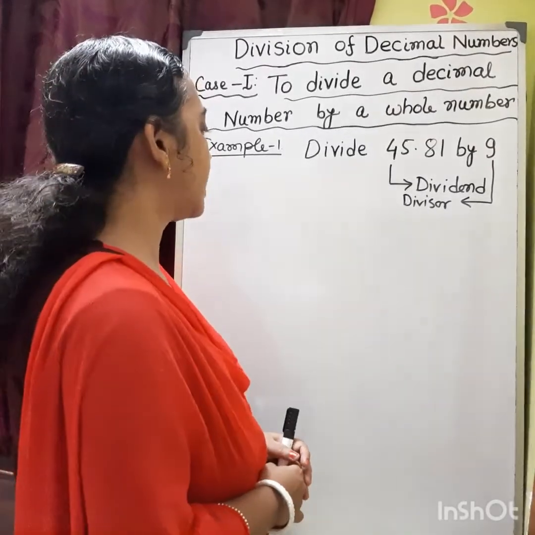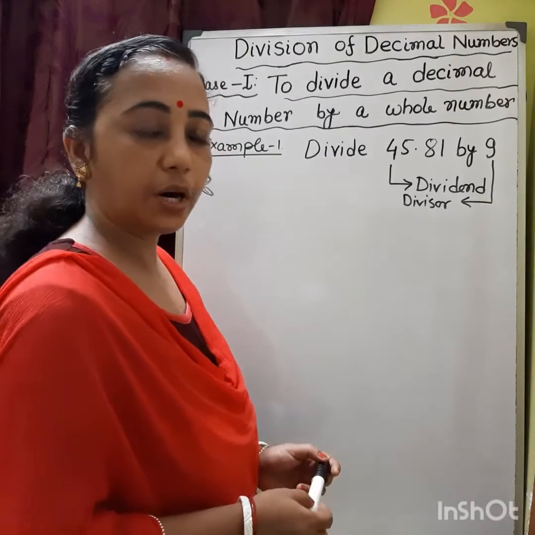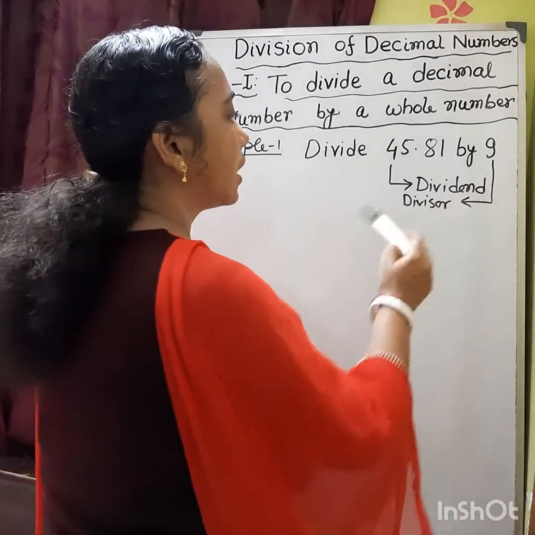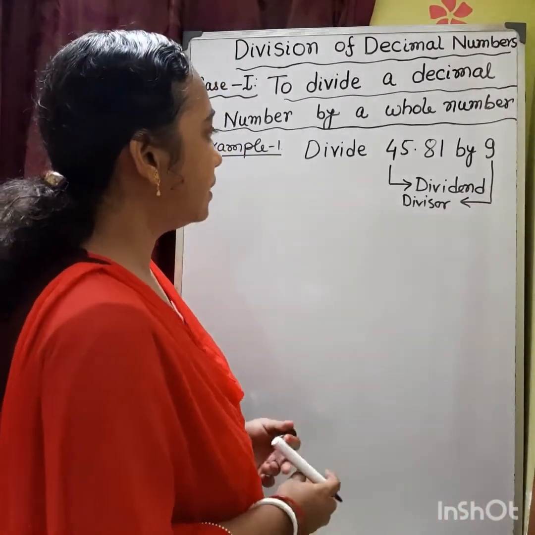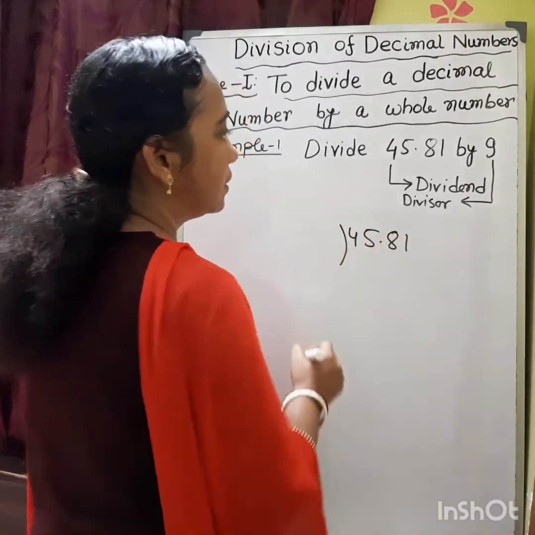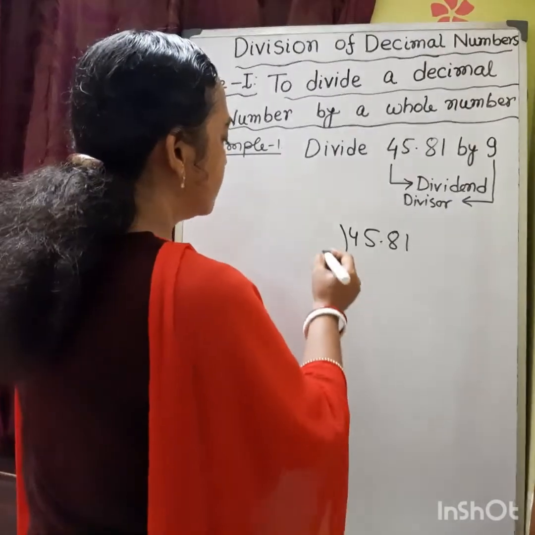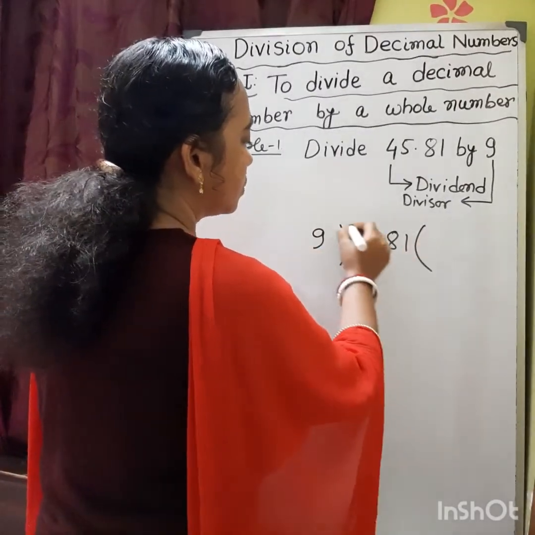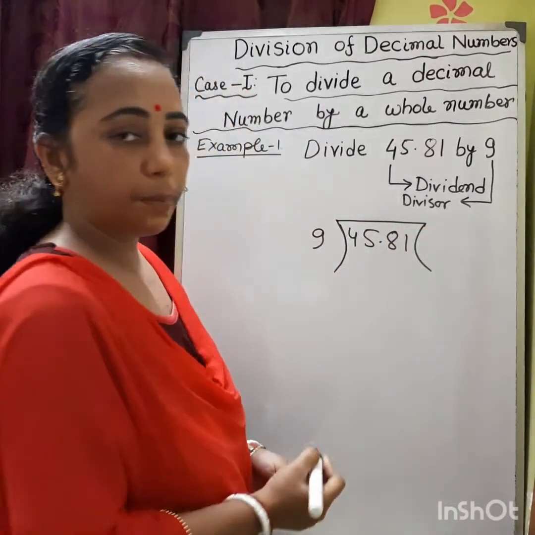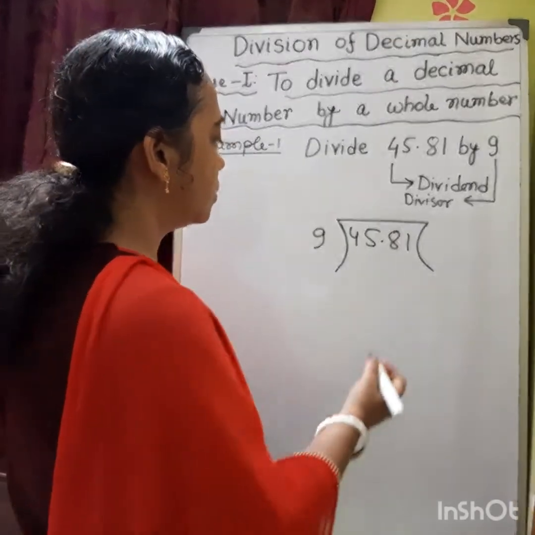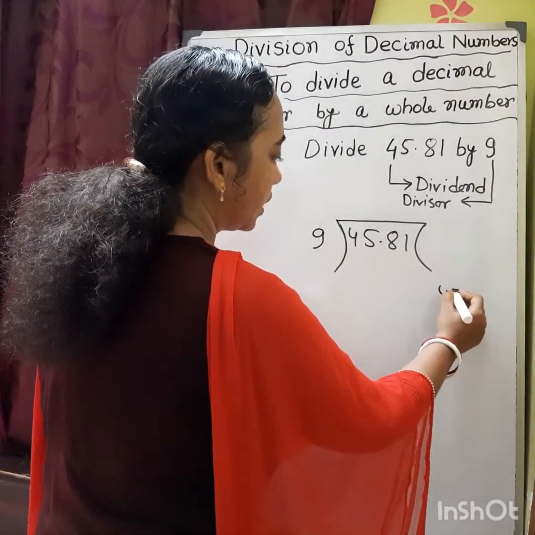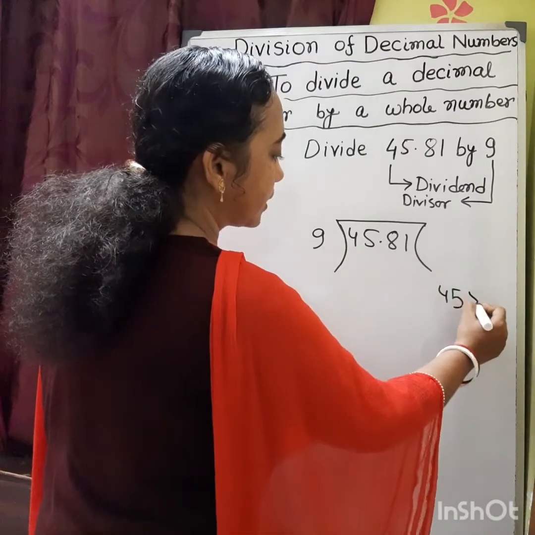Now let us do one example: divide 45.81 by 9. Here 45.81 is called the dividend and 9 is called the divisor. So now let us divide the decimal number 45.81 by the whole number 9. In the decimal number there are two parts: one is the whole number part and the other is the decimal part. So let us check the whole number part. Here 45 is in the whole number part, which is greater than 9.